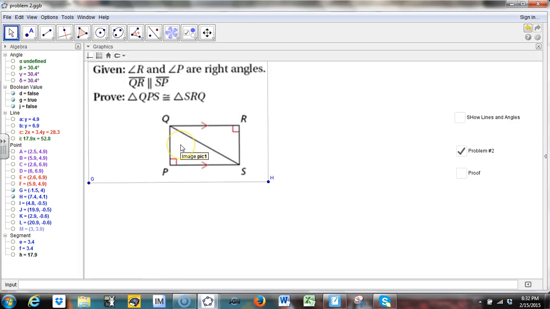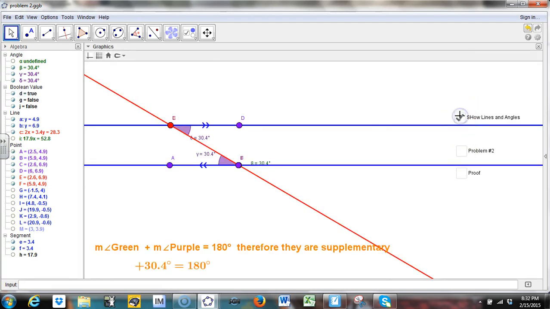So here's our problem in GeoGebra. First of all, let's take a look at some lines. I'm going to hide this problem here. Okay, so here's a pair of parallel lines. This red line here is what we call a transversal. It's just a line that's intersecting both parallel lines here.